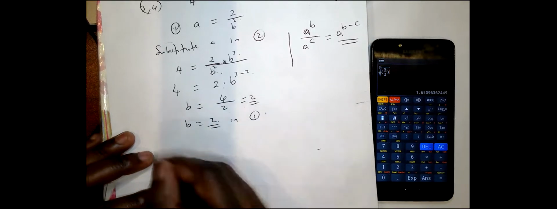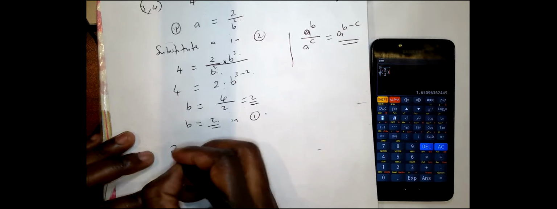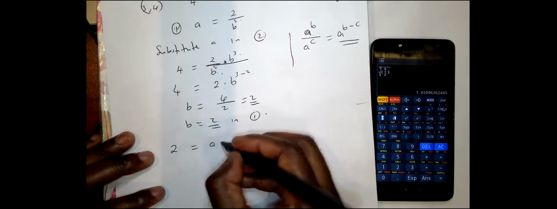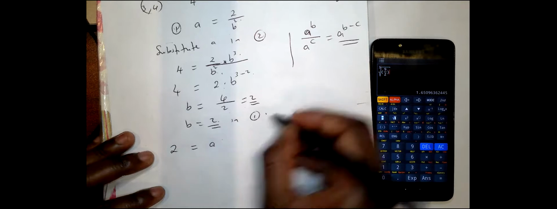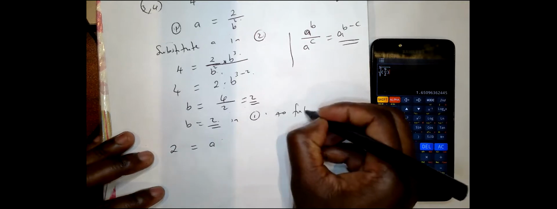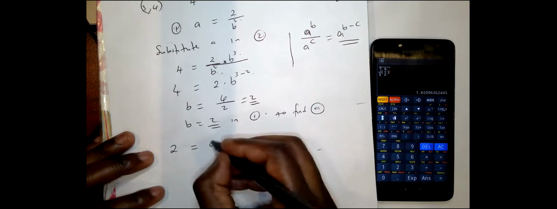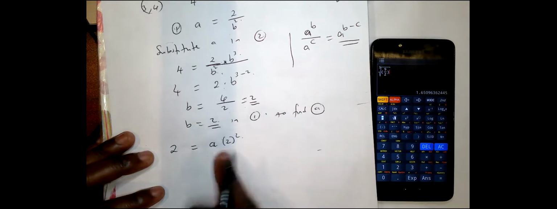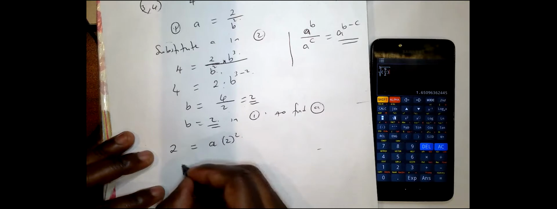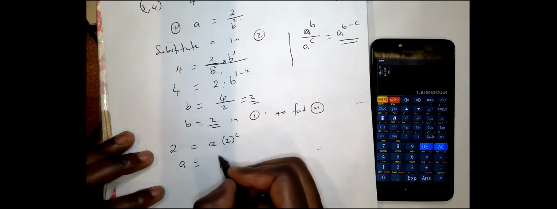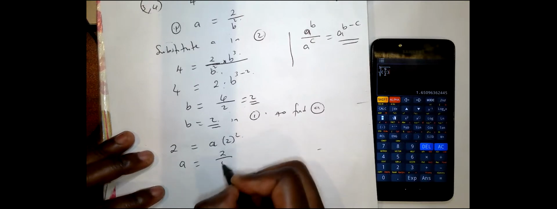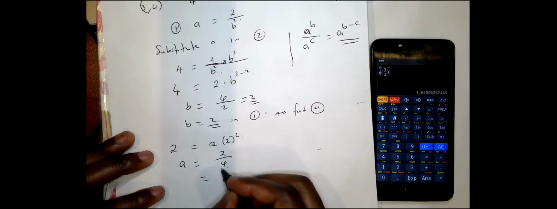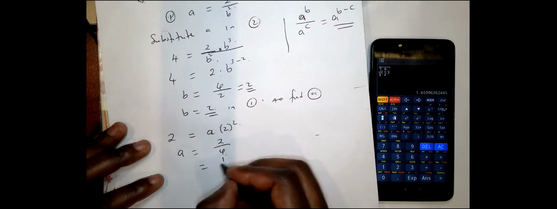In equation 1, we have 2 equals a times b squared, where b is 2, so 2 squared is 4. So a is going to be equal to 2 divided by 4, which is equal to half, 1 over 2.